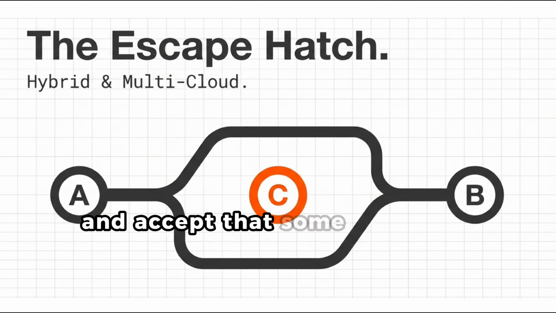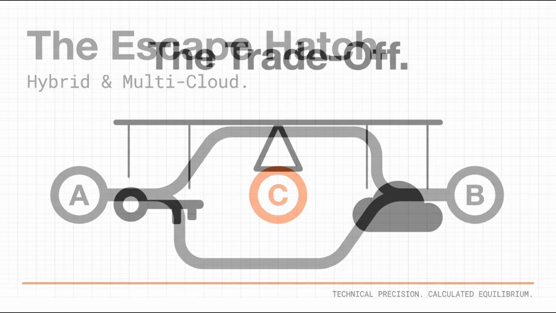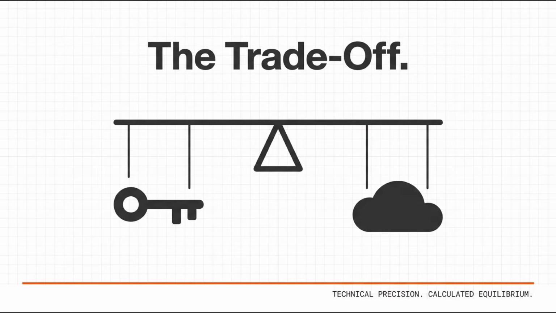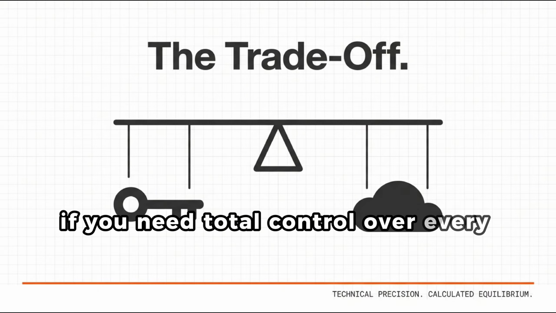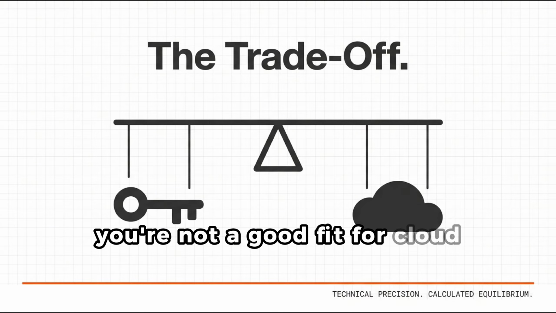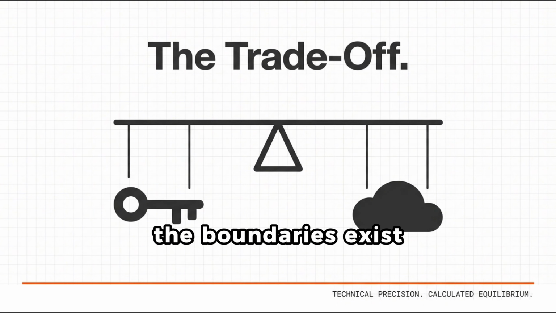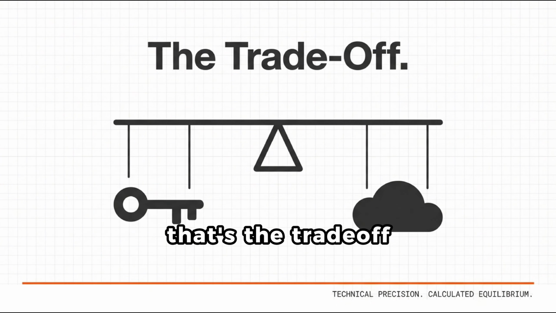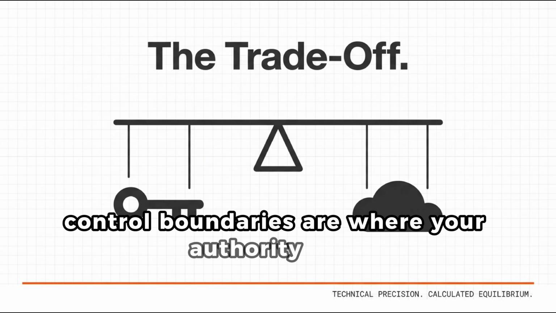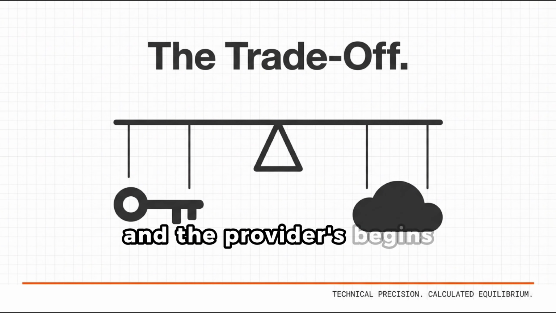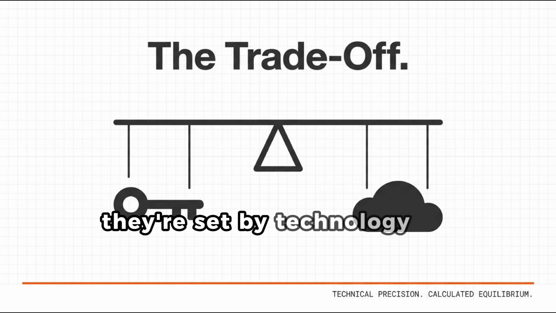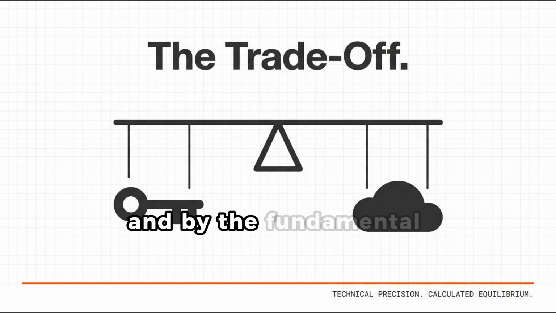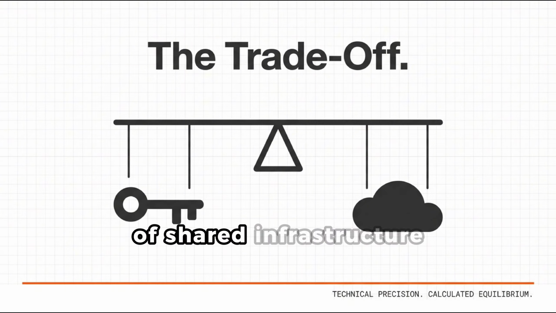And accept that some control is meant to be surrendered. The whole point of cloud is delegating infrastructure management. If you need total control over every layer, you're not a good fit for cloud. But boundaries exist because abstraction requires limiting control. That's the trade-off. Control boundaries are where your authority ends and the provider's begins. They're set by technology, by business models, by security requirements, and by the fundamental architecture of shared infrastructure.